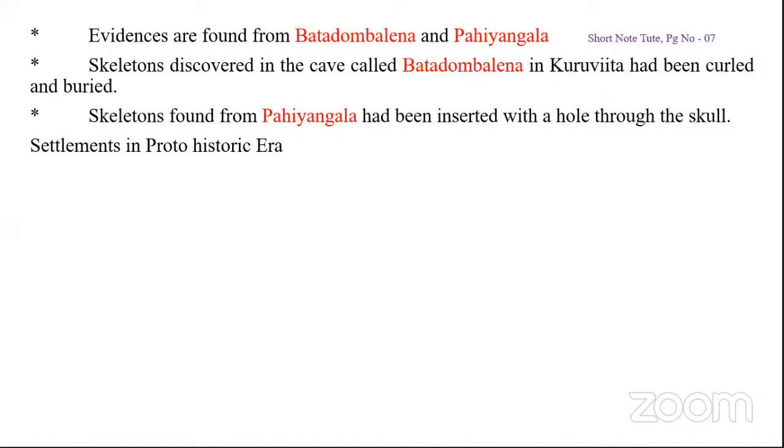And in Pahiyangala, you will find skeletons on which the skull had been painted with brown stones. So these two things are asked in the examination, in short questions and even in MCQs. Where will you find the skeletons buried curled? Battadambalana in Kuruvita. And where will you find skeletons with one side of the skull painted with brown stone? The answer is Pahiyangala. Okay. Now it's time for going for a question.